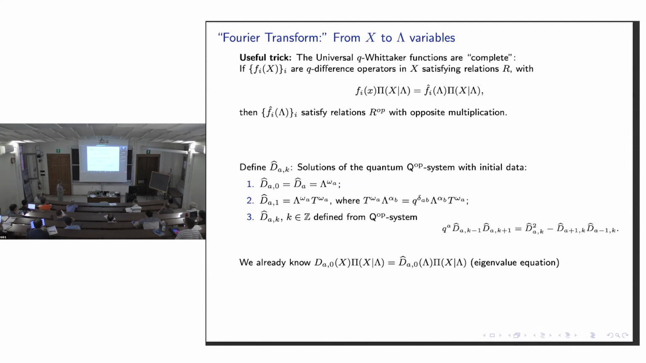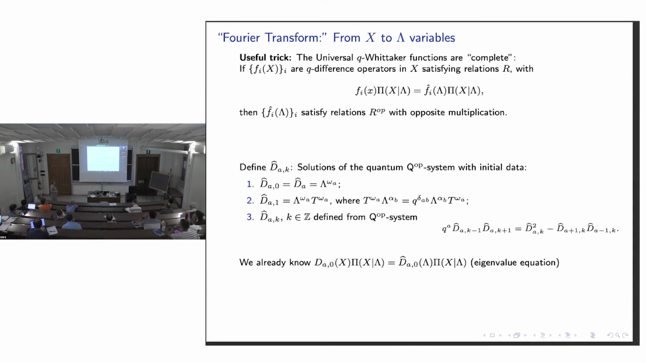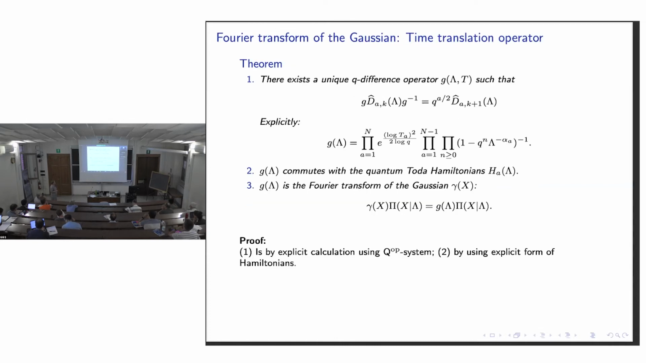And so then what do we do? So the theorem is that there is a unique time translation operator G, such that if I act on D hat with G, so it's a Q difference operator in T in lambda, if I act on the D hat, I'll get D hat of k plus 1. So what I'm saying here is that I determine G from the Q system. So from this system, I can compute G. The fact that G doesn't depend on k is not a given. It's consistent with this equation. I just have to do this for the first two steps, and it completely determines G.